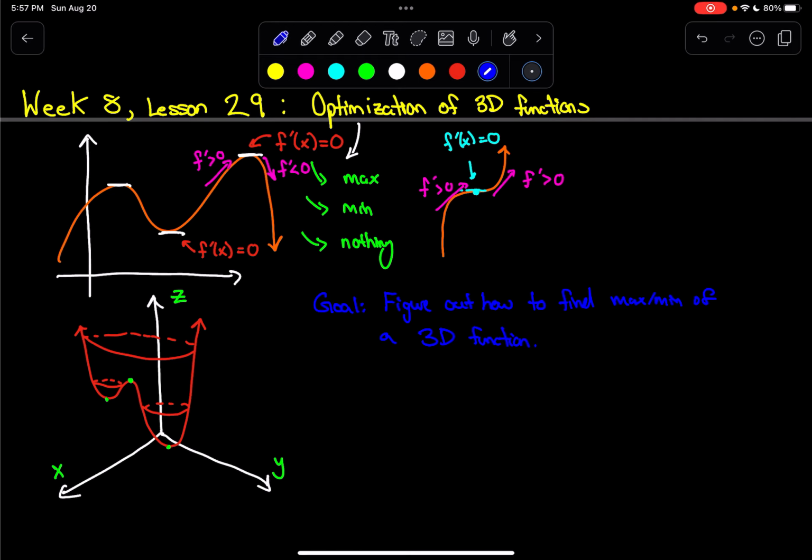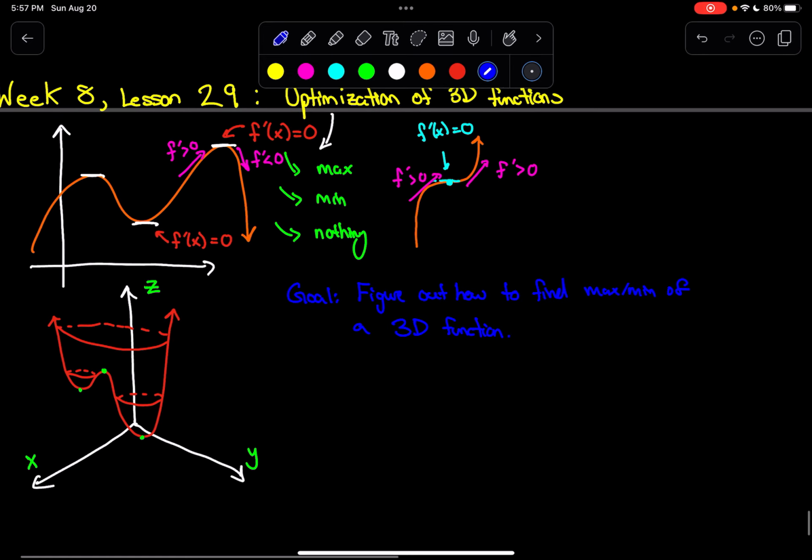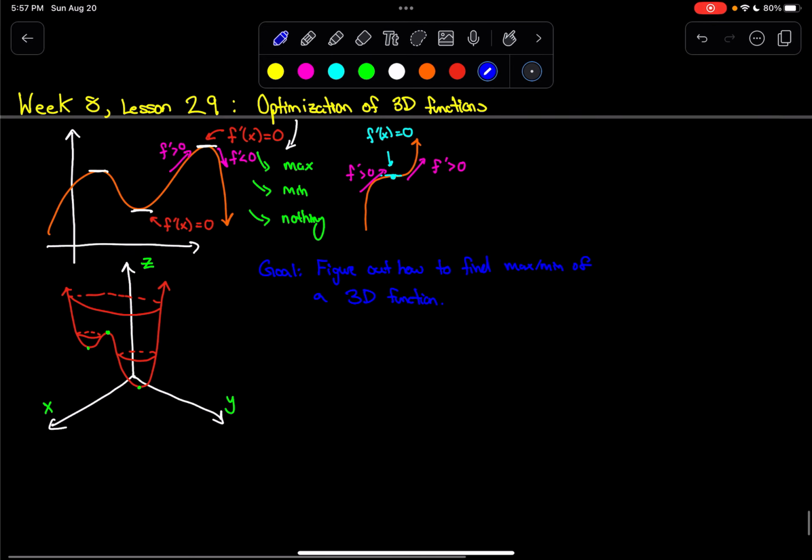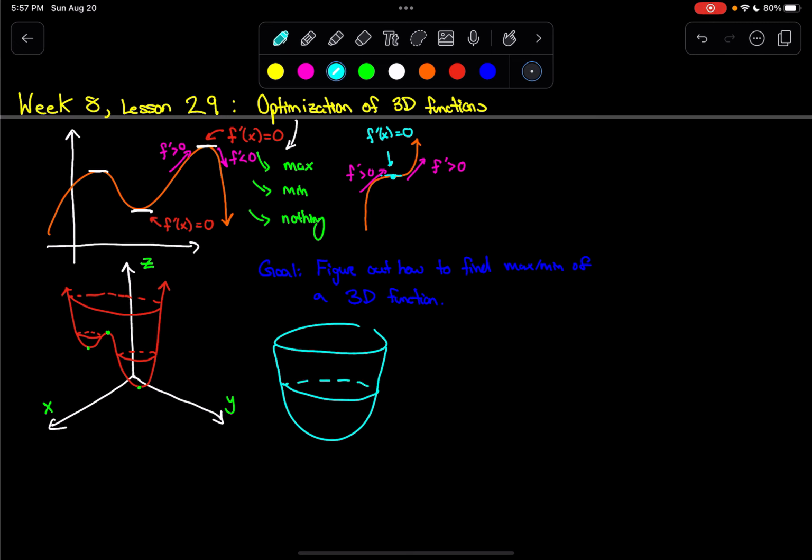Now, I'm just going to break us straight into the intuition, the way I like to think about it, and it should make sense. So let's consider just a simple shape like a regular paraboloid, just something nice like this. It clearly has a minimum. Now, the question is, at this minimum, we want to know what is true.